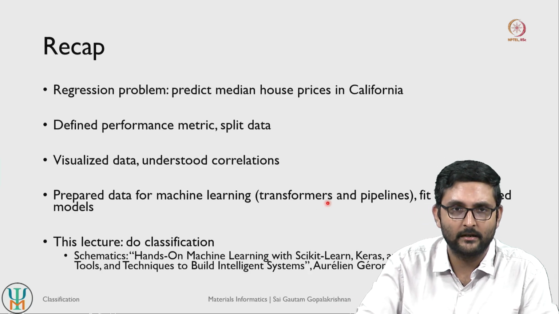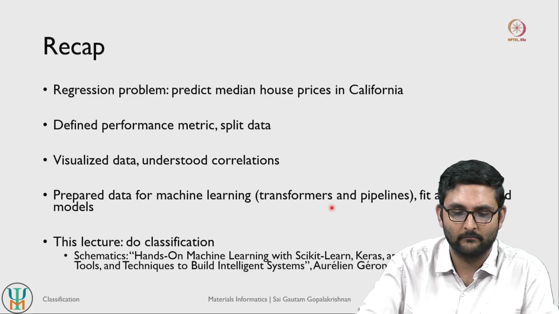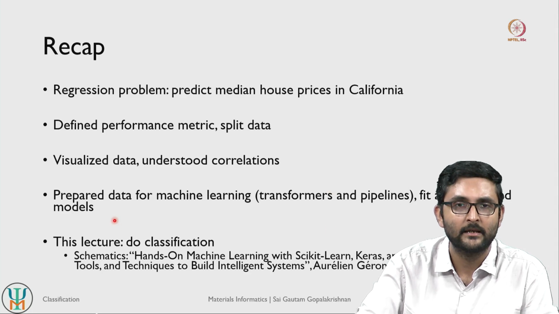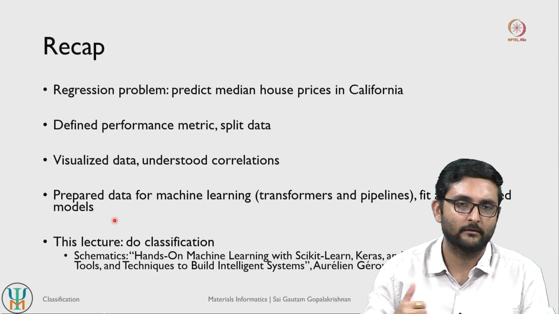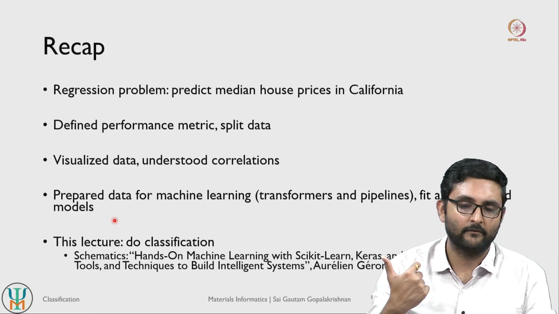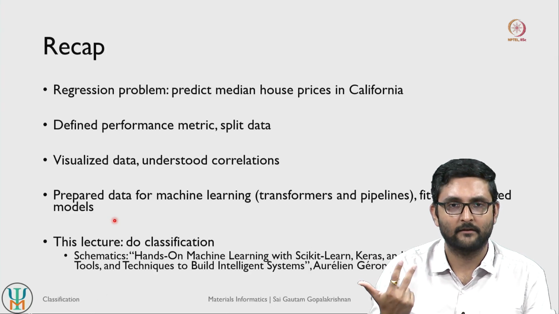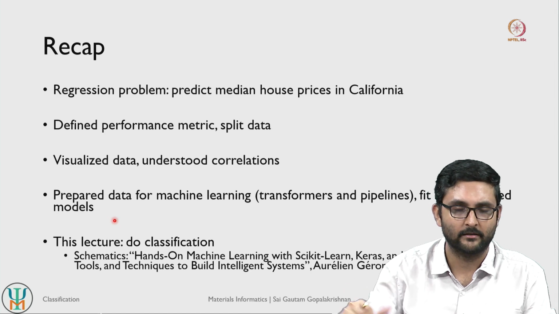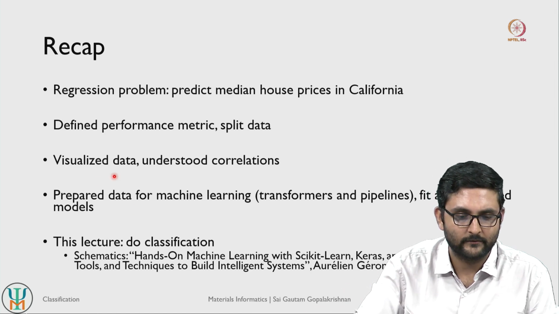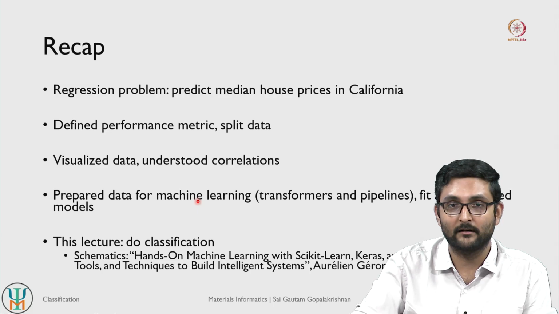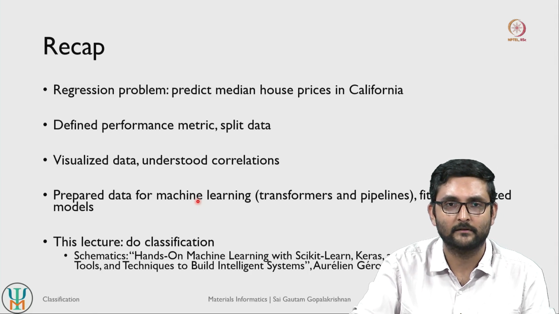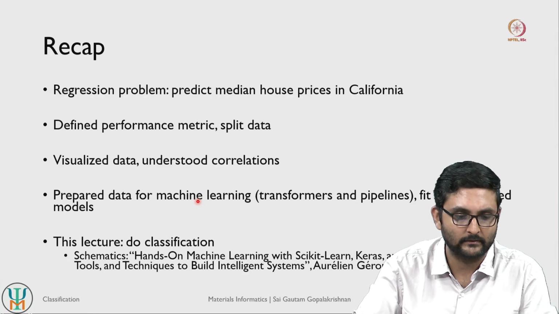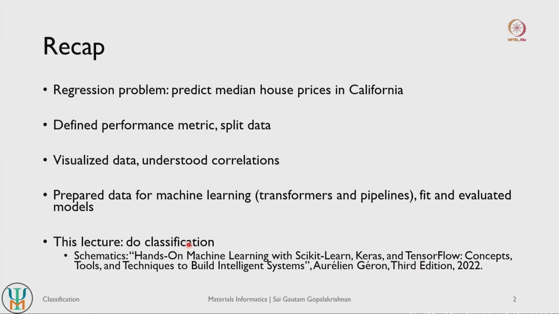So, we did all those exercises using a bunch of transformers and pipelines, and then we fed the prepared data into different models. We looked at linear regression, decision tree, random forest, and we also looked at support vector machine regression, right. So, we learned quite a bit of how to do machine learning, at least with the classical, quote unquote, simpler models. In this lecture we will basically do classification.